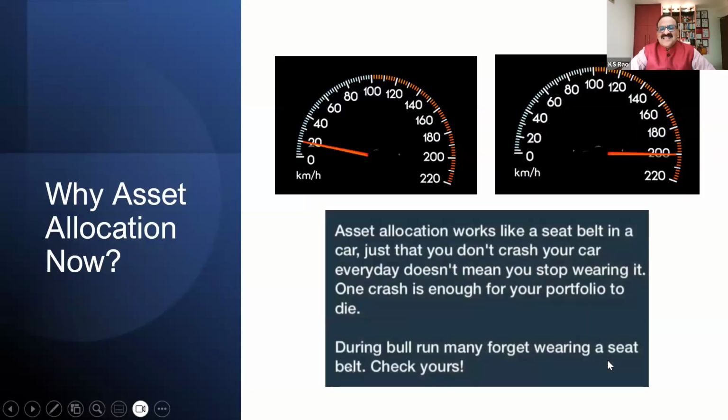More so when the markets are at peak. It is like this is a period when you are running on the super highways, when you are driving at 100 speed or 120 speed.